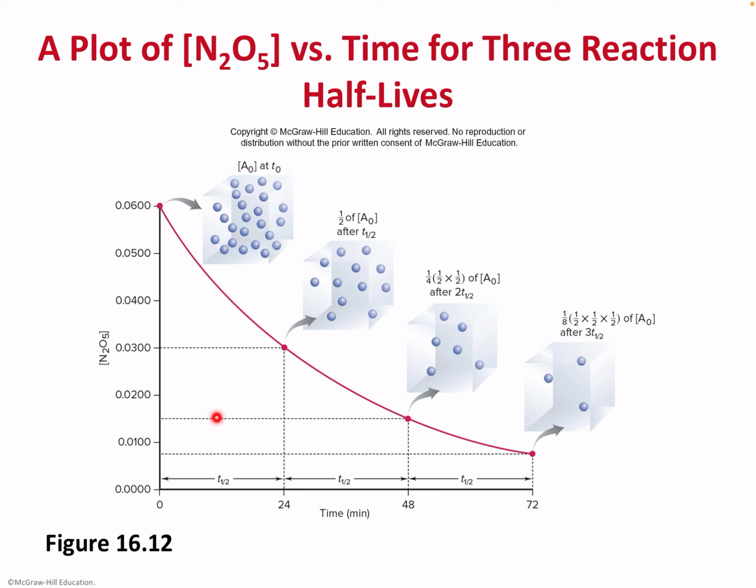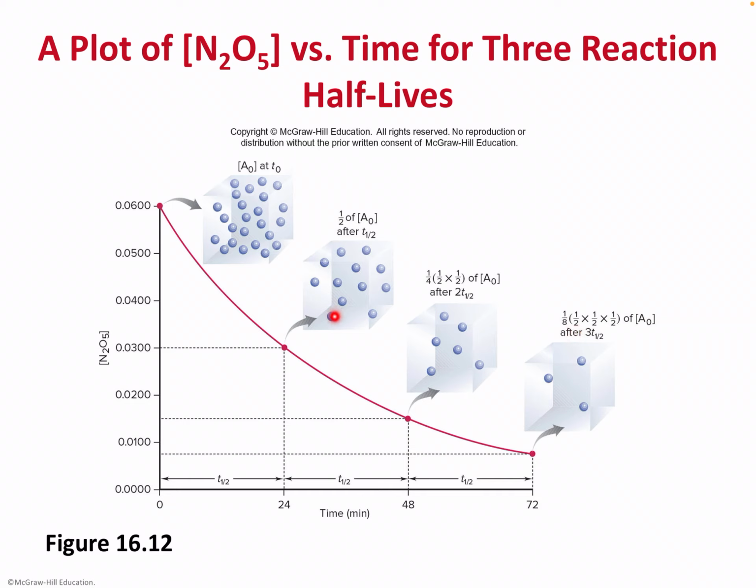So now 0.03 becomes 0.015 exactly at another T half. If it is 24 minutes, in another 24 minutes this 0.03 concentration will become 0.015. And half of 0.015 would be 0.0075. So this would become that concentration after another 24 minutes, another T half. So after 3 half-lives, it would become 1/8 of the initial concentration.